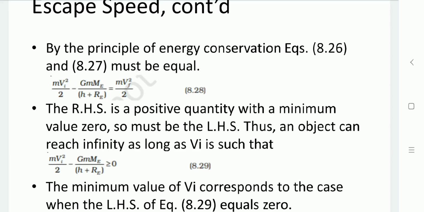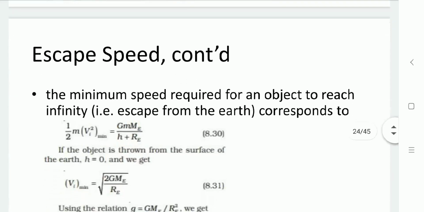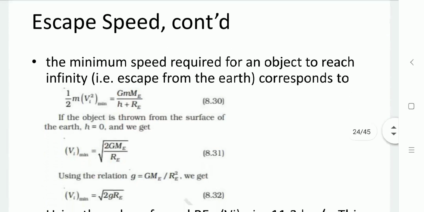At the minimum value of Vi, the LHS would be equal to 0. So the minimum required speed of an object to reach infinity is given by 1/2 m Vi squared equals G m Me upon h plus Re. Making Vi minimum the subject of the formula, Vi minimum equals the square root of 2 G Me upon Re.